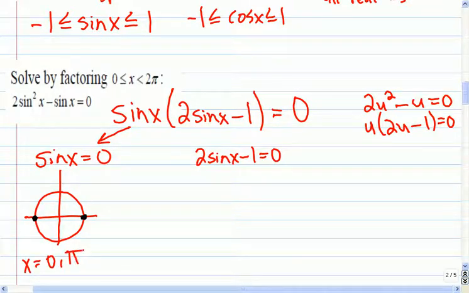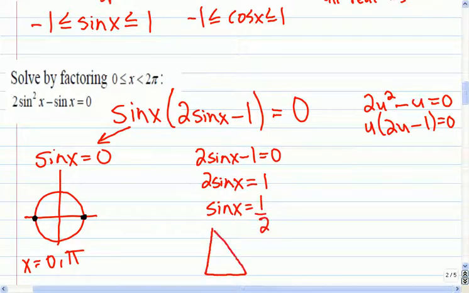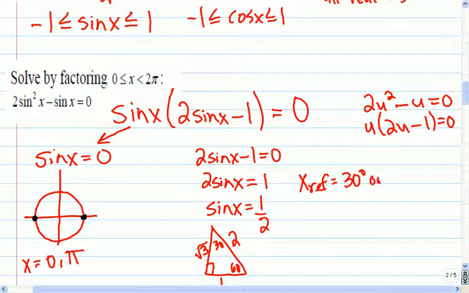Okay, this one here, 2 sine x will be equal to 1. So sine x must be equal to a half. The triangle is 2, 1, root 3, 30 and 60. So the reference angle is 30 degrees, or pi over 6.